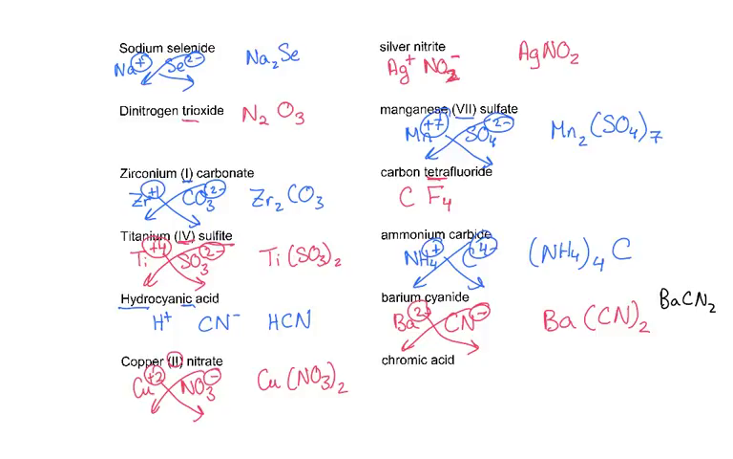Okay, last one, chromic acid. That's an acid. So we have H+. Ic acid means that it started with ate, so chromate is CrO4 2-, so switch and reduce, so H2CrO4.